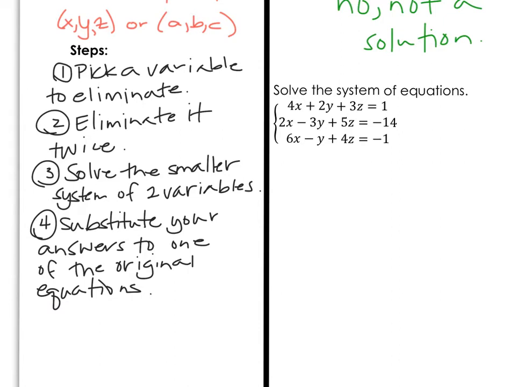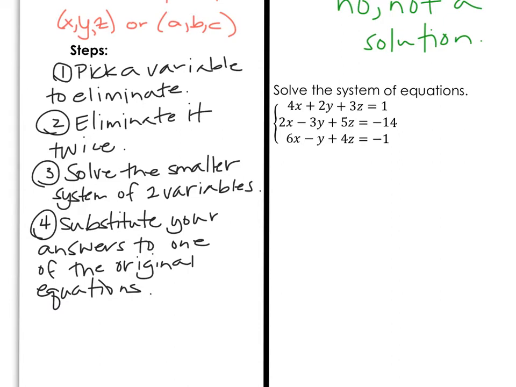Look at the 3 columns of variables. We've got the x column, the y column, the z column. Try to pick a variable that looks like it would be easy to work with to eliminate. Technically, you can choose any column, but if you can try to find one that has numbers that are fairly user-friendly, you should be in good shape.